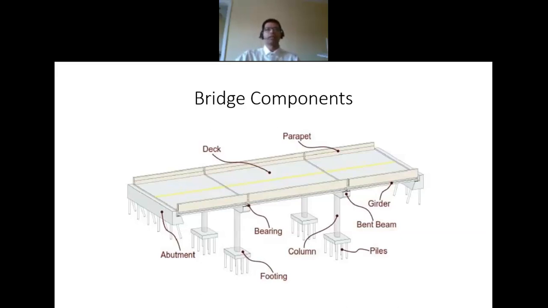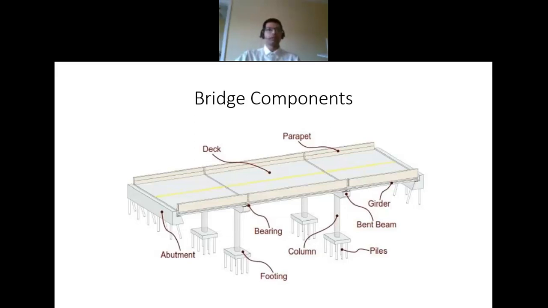Parapets are built on either side of the deck. These are extended walls provided for safety reasons. They may be made of either reinforced concrete or steel. On important bridges or highways, parapets are designed to withstand vehicular collision forces, and sometimes they are crash tested with trucks.